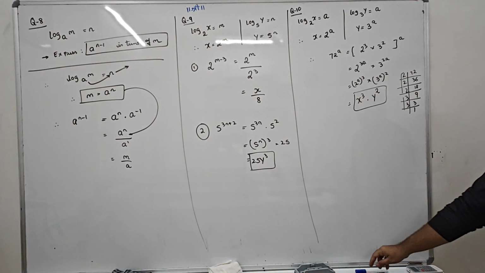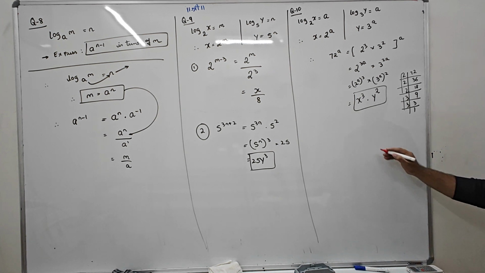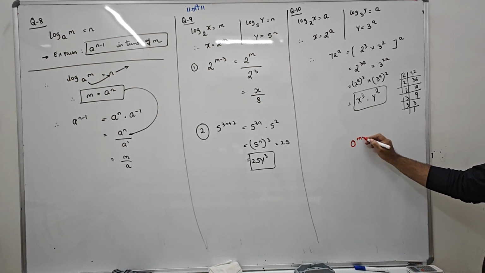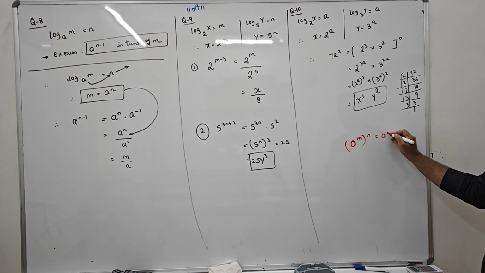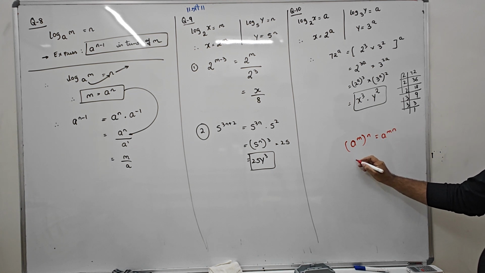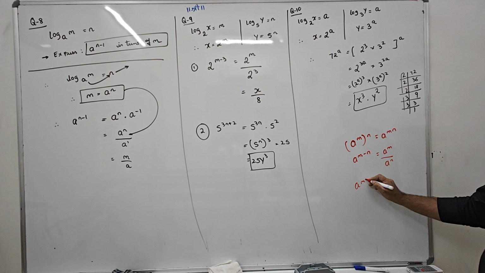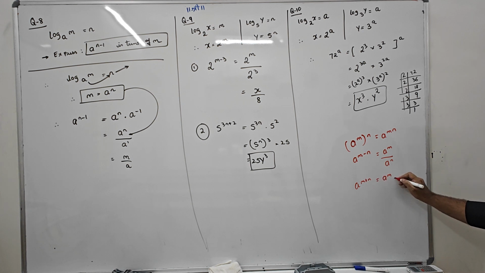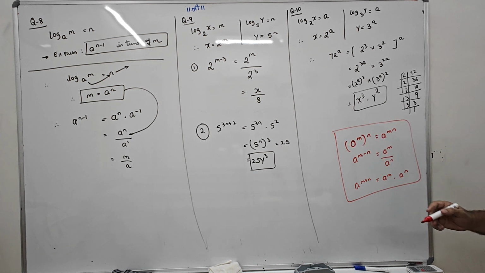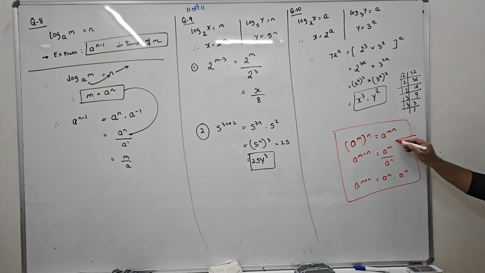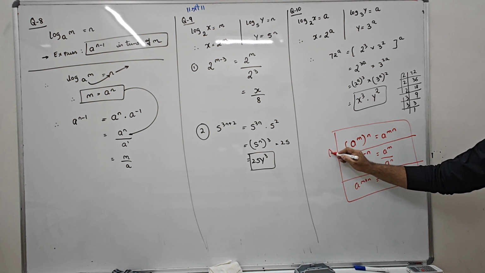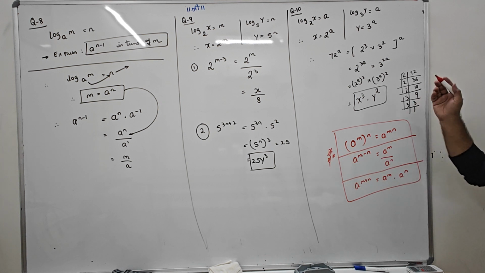These are indices. Let me write out the indices rules. A raised to m into n is a raised to mn. Then a raised to m minus n is equal to a raised to m divided by a raised to n. A raised to m plus n is equal to a raised to m into a raised to n. These are the major indices rules which we use. Perfect? Don't forget them, they will help you a lot. Now please pause the video and go through all the sums one more time.